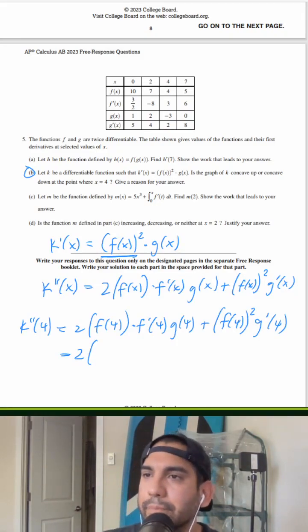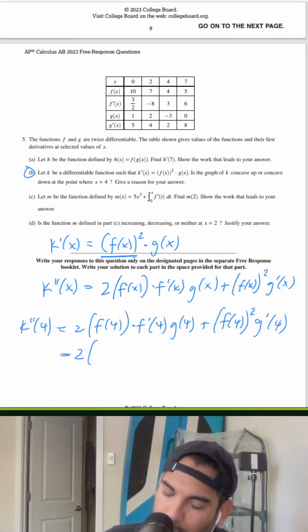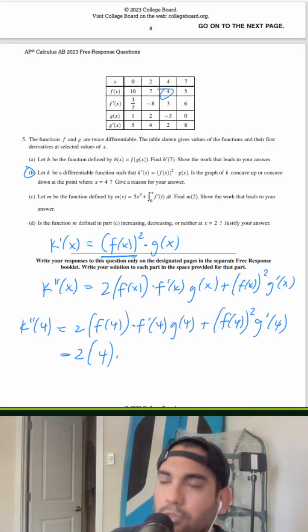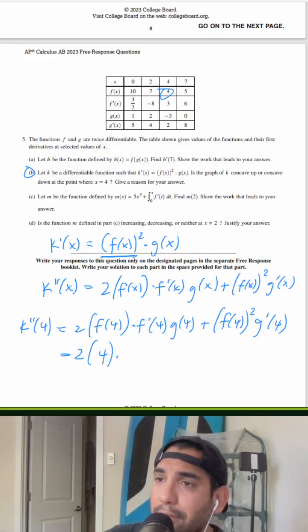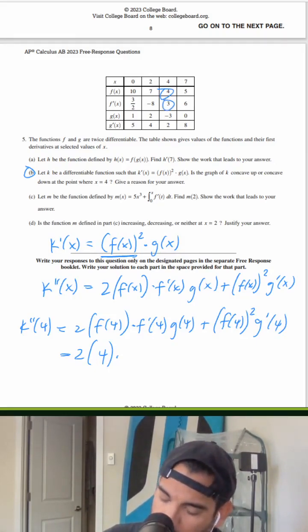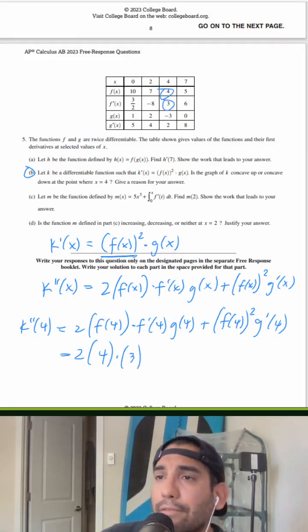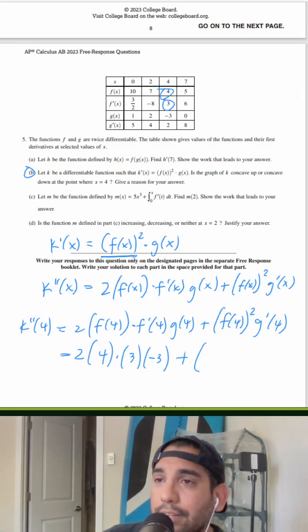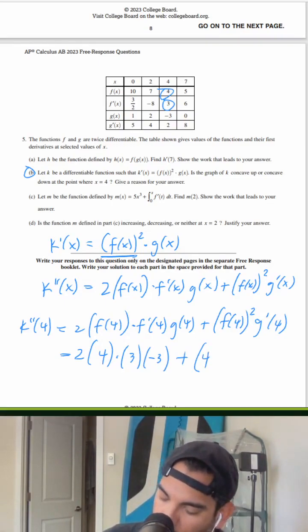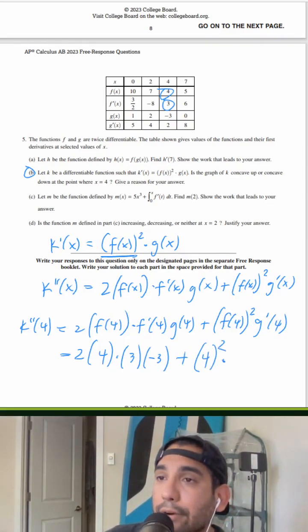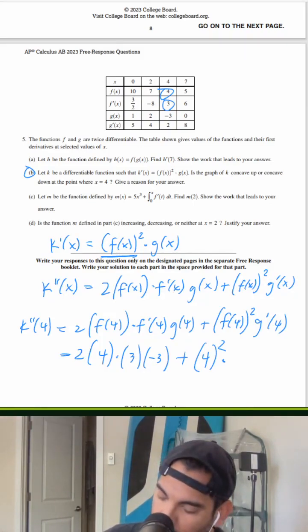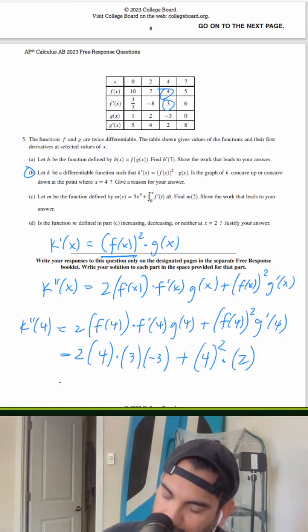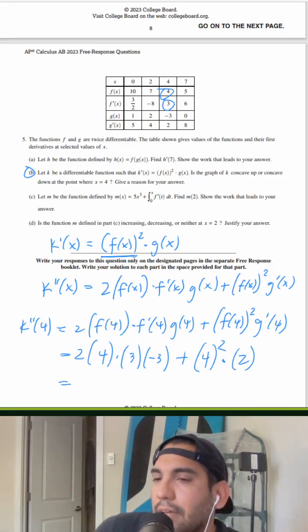So f of 4 is going to be 4, if you look up on the table, times f prime of 4, which is 3, so we have times 3. G of 4 is going to be negative 3, plus f of 4, which we already established was 4, so we're going to square that, times g prime of 4, which is going to be 2. Okay, let's just simplify this. I think we can probably leave it like this, but I'm just going to simplify a little bit.